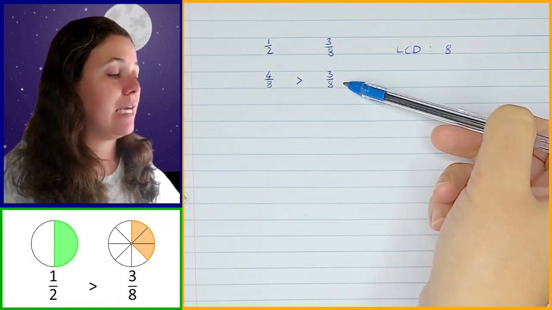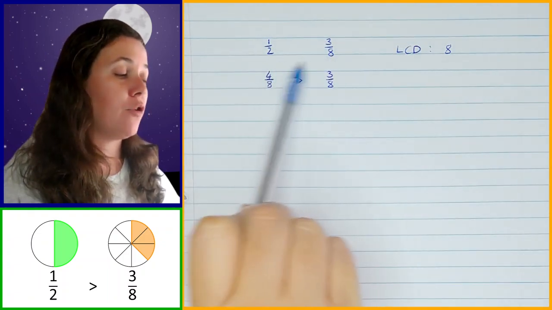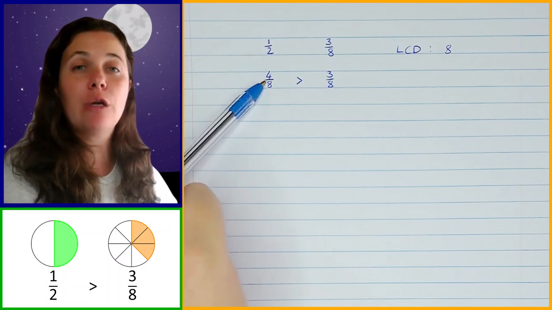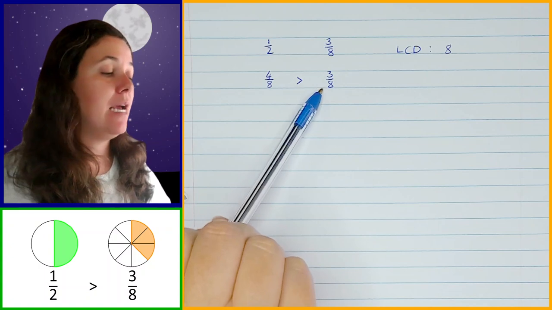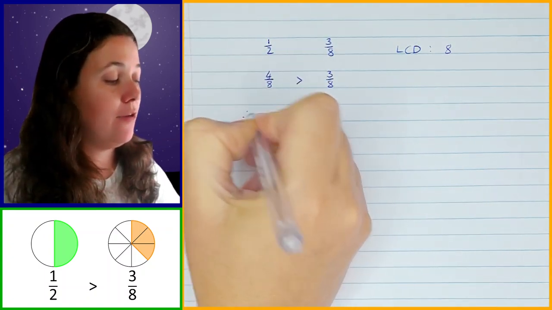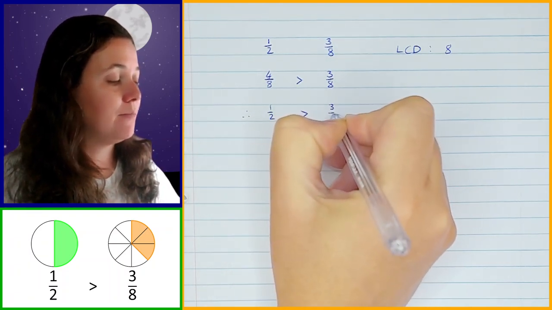Once I know that, I can then go and answer the original question that I had, which was, which of those two fractions is greater? Now remember, 4/8 and 1/2 are the same as each other. They're equivalent. They have the same value. So if 4/8 is greater than 3/8, that means that 1/2 must also be greater than 3/8. So now I can answer the question. I can say, therefore, 1/2 is greater than 3/8.